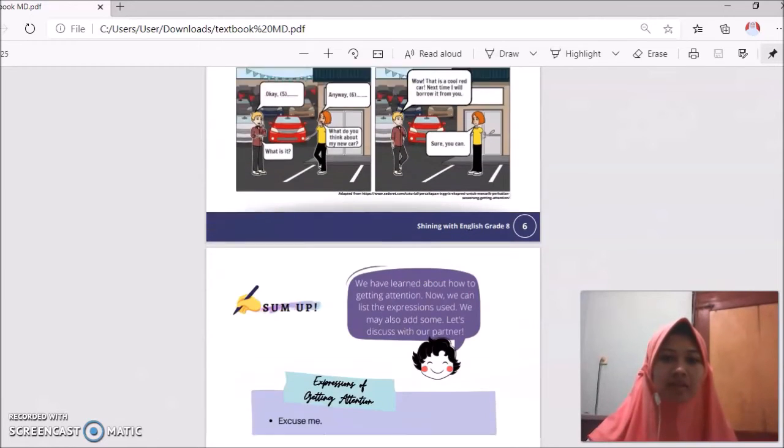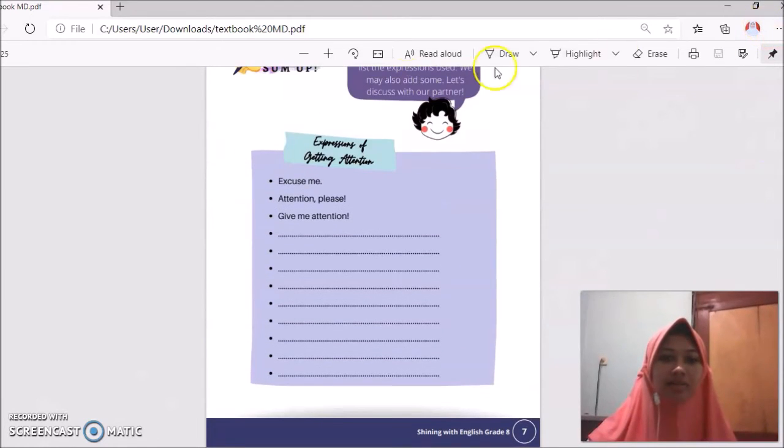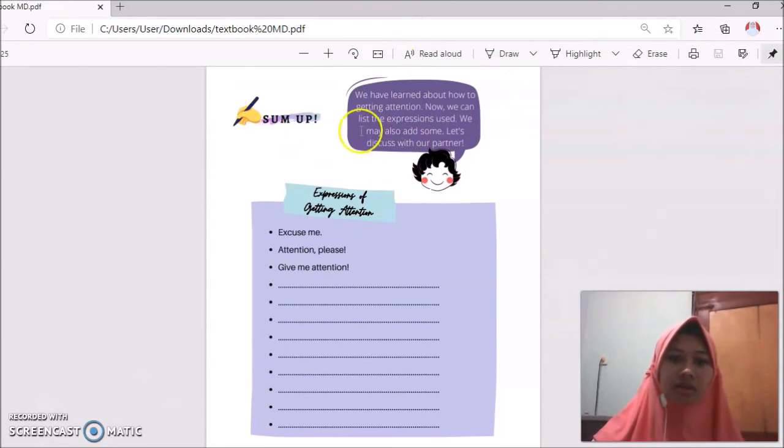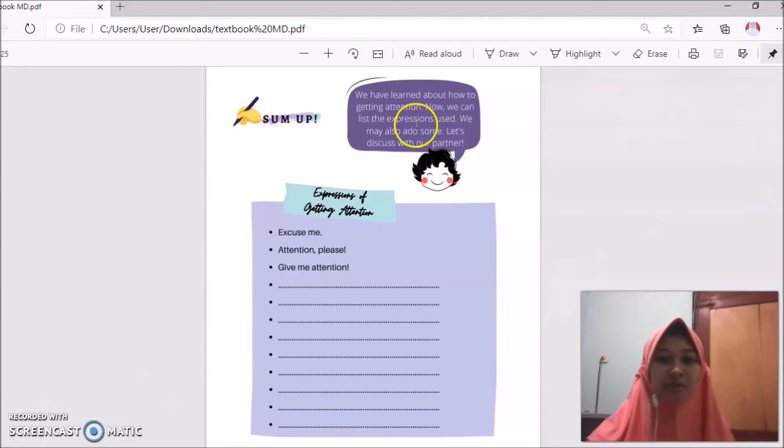Meanwhile, in the Sum Up session, this purple chat box is the direction for the activity. The students are asked to write expressions of getting attention and checking others' understanding that have been learned. The teacher can use this session to train students to work with their partners and in a small group. In addition, the teacher can use other teaching media to support this session.